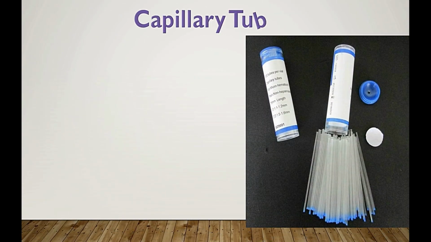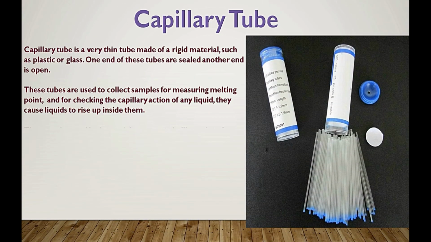Next apparatus is capillary tube. These are also small tubes. It is a very thin tube made of rigid materials such as plastic or glass. One end of these tubes is sealed, another end is open.